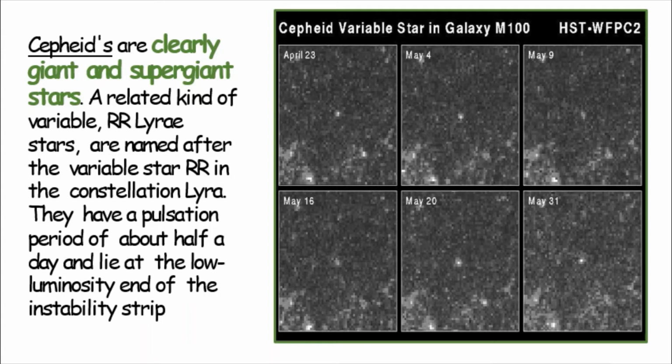Cepheid variable star in galaxy M100. April 23, it looked like this. May 4, it looked like this. May 9, it looked like this. May 16, it looked like this. May 20, it looked like this. And May 31, it looked like this. Pretty amazing, right? And it is changing.